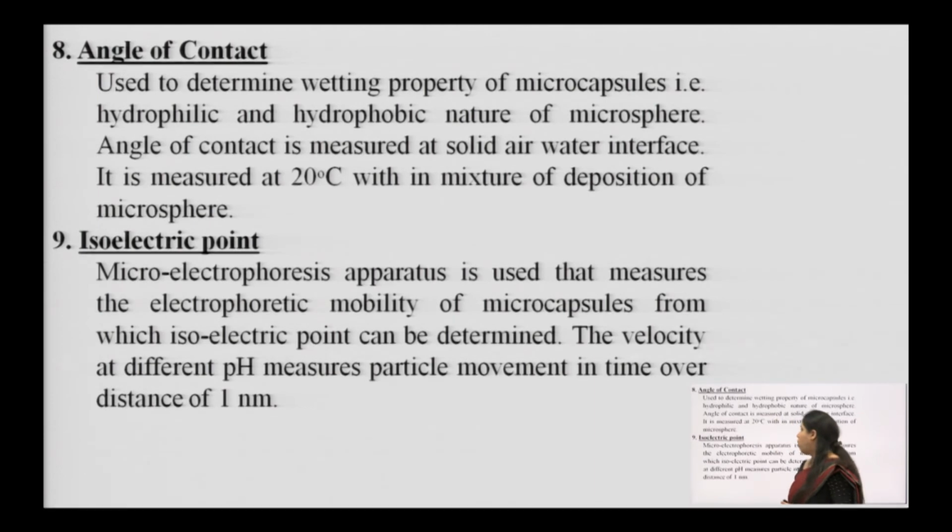Next is isoelectric point. Basically, a microelectrophoresis apparatus is used to measure the isoelectric point. It measures the electrophoretic mobility of the microcapsule, from which the isoelectric point can be determined, right. The velocity at different pH measures particle movement in time over a distance of 1 nm. These are some specifications of the equipment. By using all these specifications, you can have the isoelectric point of this particular type of microsphere you are analyzing.